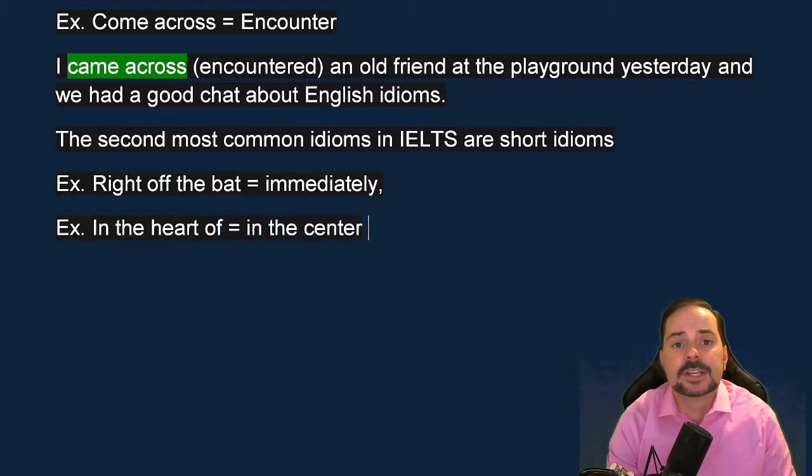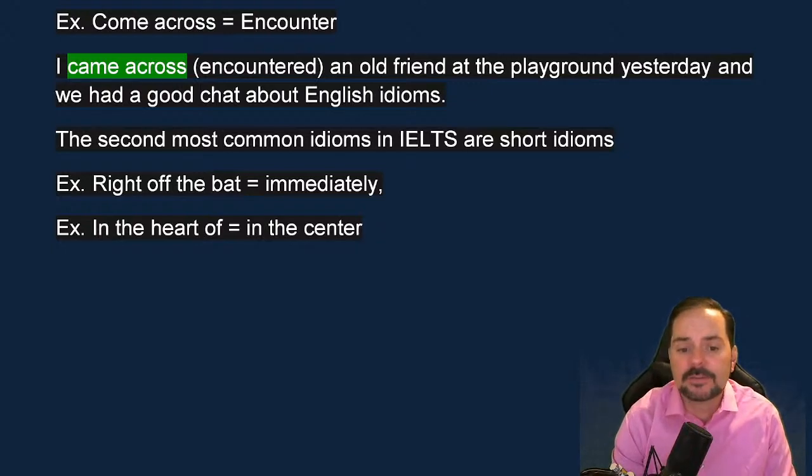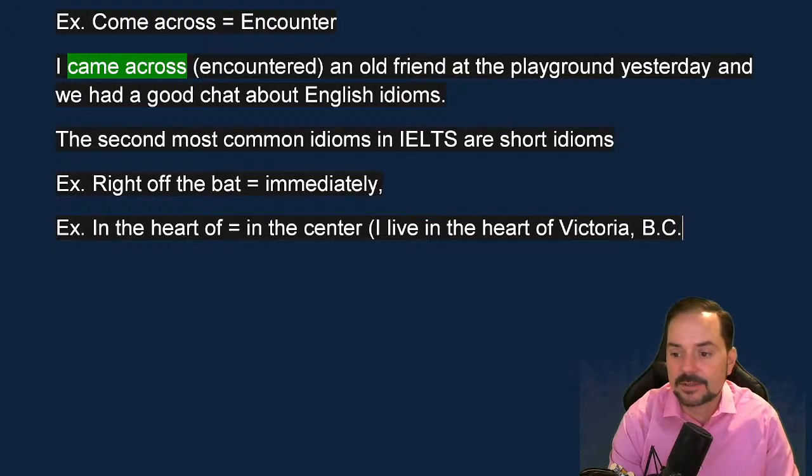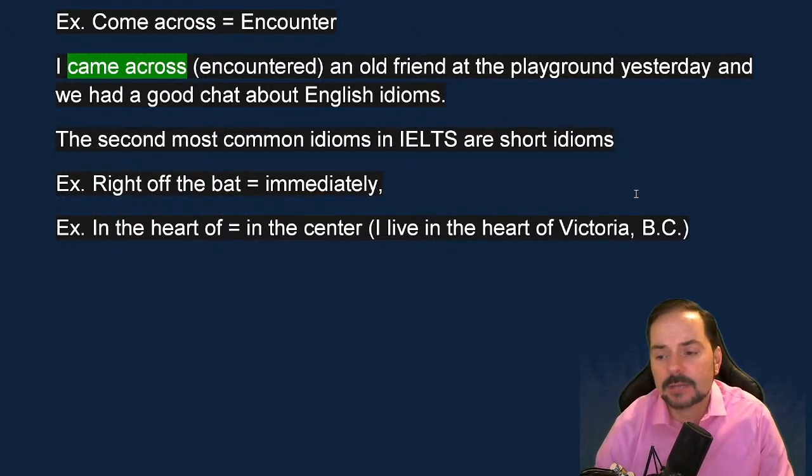In the IELTS, the examiner might ask you, where do you live? And I might say something like, I live in the heart of Victoria, BC, instead of saying that I live in downtown Victoria, BC. So we use these kinds of short idioms where it's like 3 or 4 words. Okay, those are the second most common.